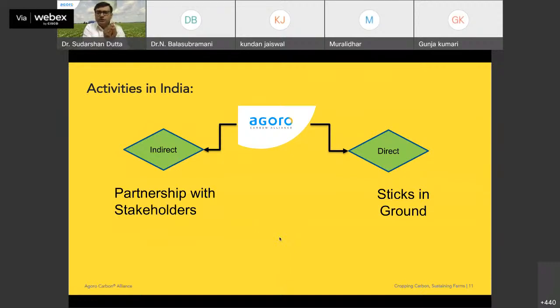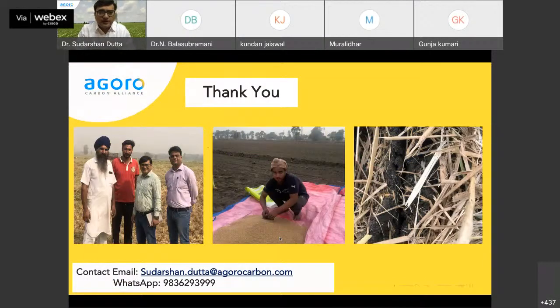On the other hand, we are also working with partners. We are respecting the network, and we are also taking the leverage of those players who are already a big contributor to the rural farming community, who already have a strong ground network. We are trying to help those farmers with our knowledge and expertise and carbon project development platform, and that is what we are calling indirect or partnership. So this is what we are doing so far.